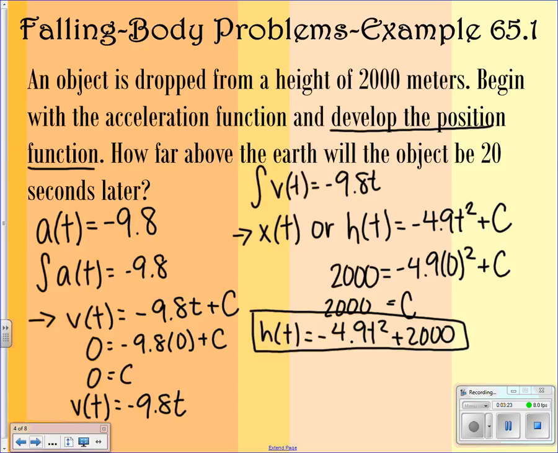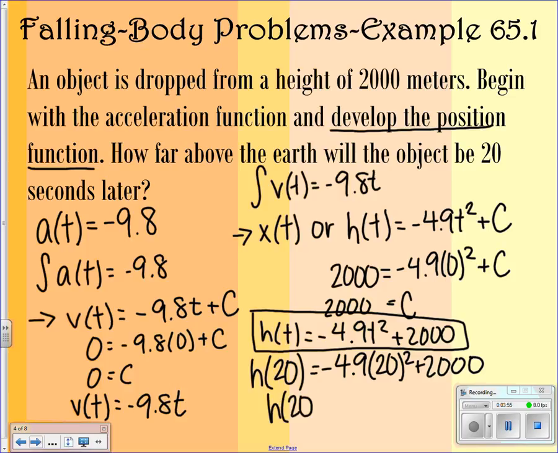And then it says, how far above the earth will the object be 20 seconds later? Well, how far above the earth is talking about a position, the height above the earth. So our height function, we're going to plug in 20 for our time. And so we have negative 4.9, and instead of t, we're going to put 20 because that's the time that we are concerned with. And then plus 2,000. So if you use your calculator, you end up getting the height at 20 seconds is 40 meters. And so that would be your answer there.